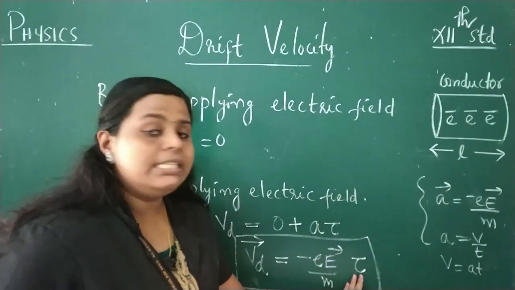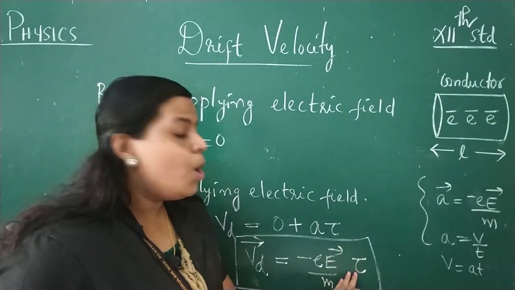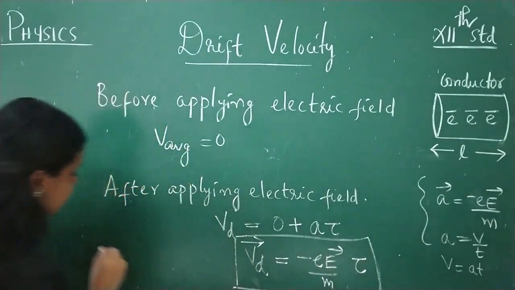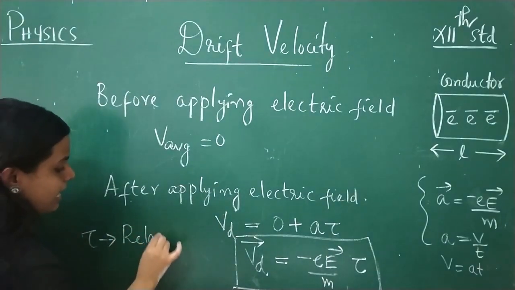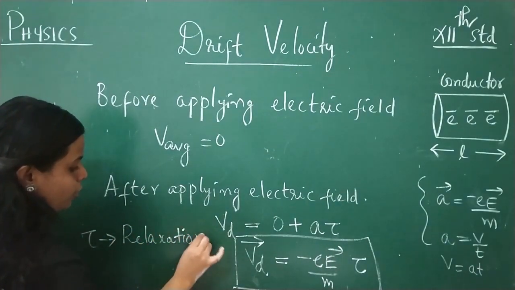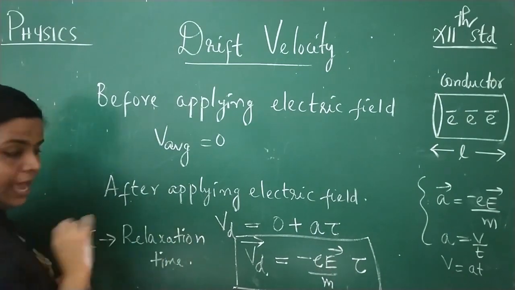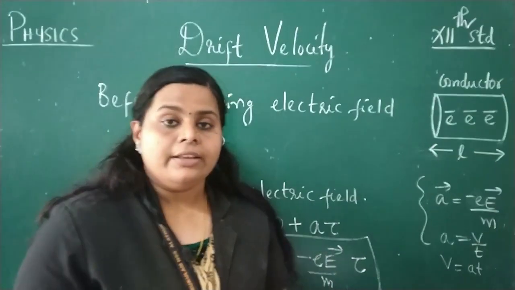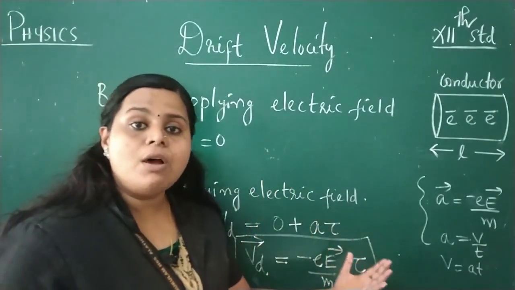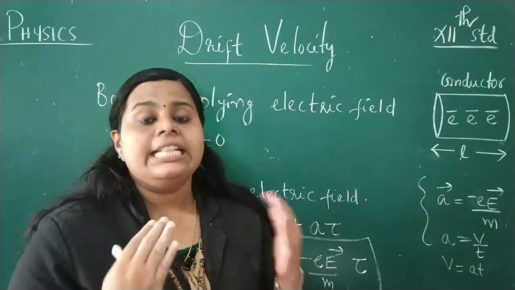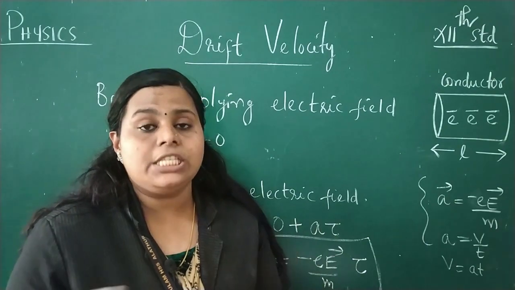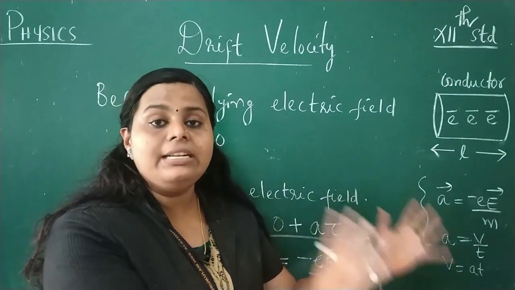And what about this tau? Tau is known as the relaxation time, where tau is a time and it is the relaxation time. So listen children, we know that under the influence of this electric field, or after the application of this electric field, the electrons will collide with the positive ions. So actually collision will take place.